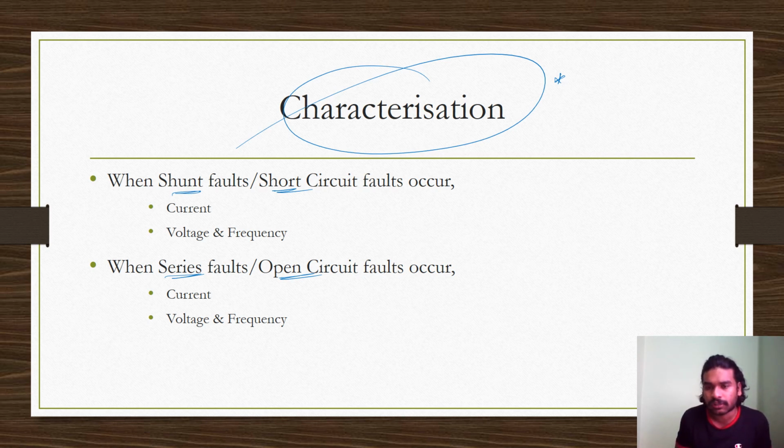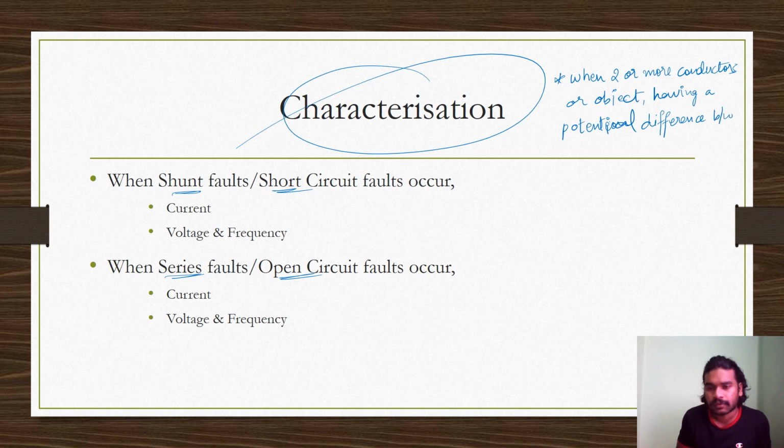Shunt or short circuit faults occur when two or more conductors or objects, it need not necessarily be a conductor, it can be any object, having a potential difference between them come into contact. This is the condition for the occurrence of a short circuit fault.